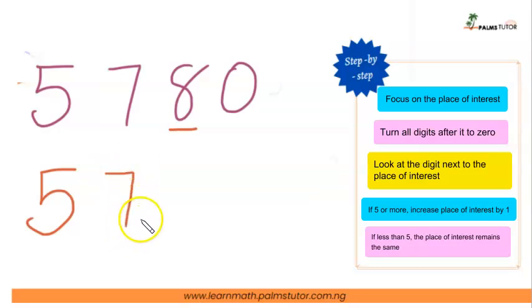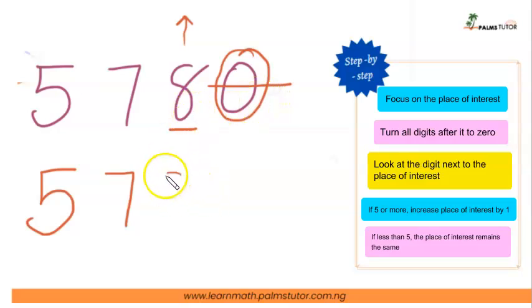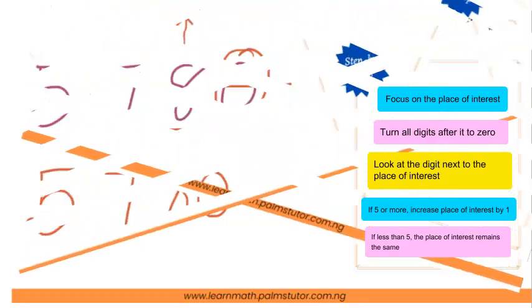5, 7. Do I write this as 8, or is it going to go up to 9? Let's see. Look at the digit after it. Is this up to 5? No. So that means it only turns to 0. It is not big enough to change your 8. So 8 remains the same, and this becomes 0. So, still the same.